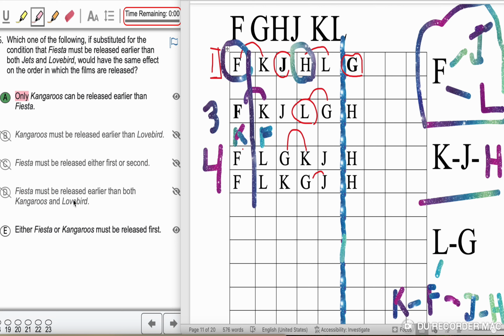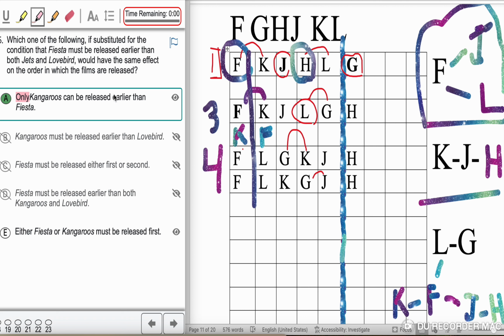Choice D tells you that F must be released before K and L, but it doesn't really tell you about the J though. It doesn't tell you that J has to be after F, or F has to be before J. So choice A works out with K being released before F, because that doesn't change any of the other rules at all. So if you choose A, the answer will be A, only K can be released earlier than F.